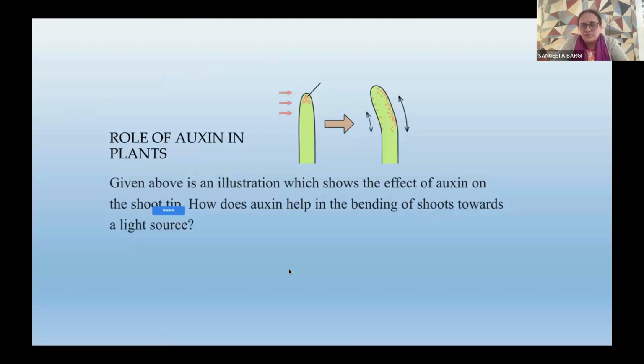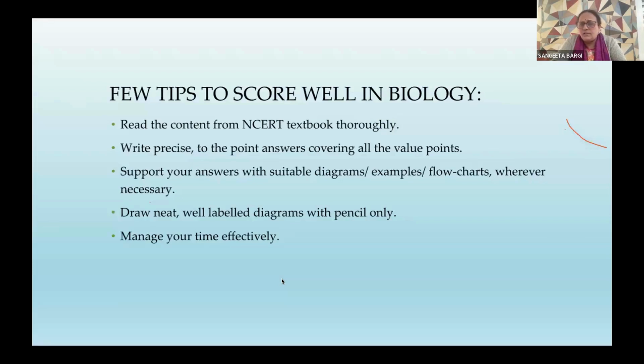Another type is where an illustration has been given, and based on the illustration, you try answering the questions. So these were some of the examples I could fit in this PPT. However, after preparing from the NCERT textbook, you may refer to a number of question papers that are available. Write very precise, to-the-point answers covering all the value points. If time permits, highlight the important value points. That is, if time permits.